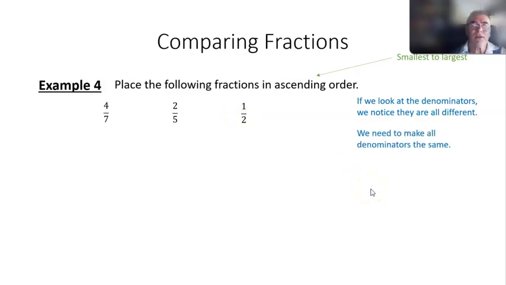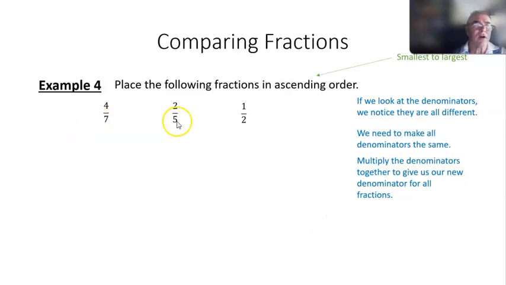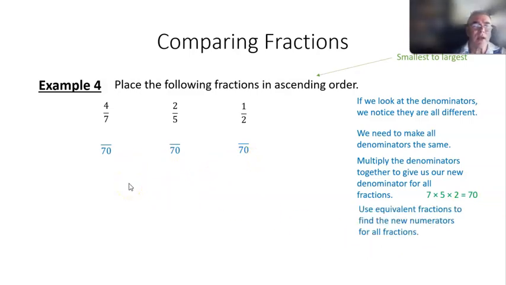So one way of doing this is to make all the denominators the same and multiply all the denominators together. So 7 5s are 35. 35 times 2 is 70. Remembering there are other ways that we can do this. We can go 2 5s are 10, and then 10 7s are 70. So that's probably an easier way to do it. Do your simple ones first. 2 5s 10, 10 7s are 70. So we're making them all out of 70, and we're going to use our equivalent fractions to find the new numerators for these fractions.